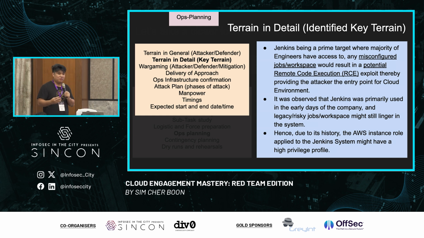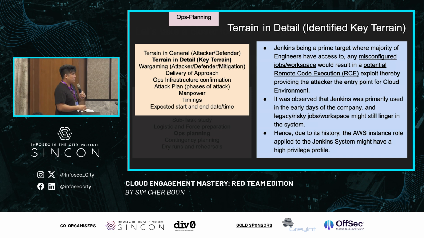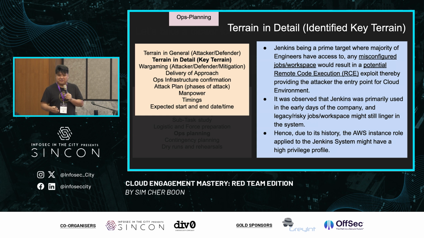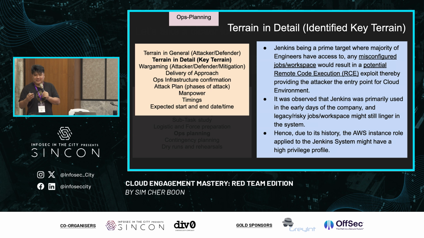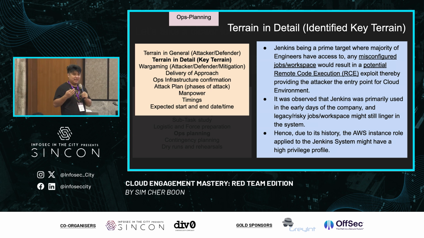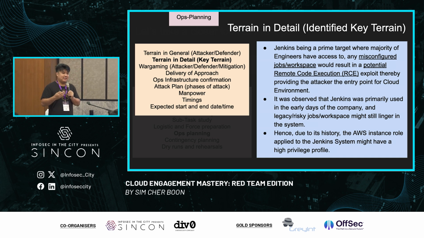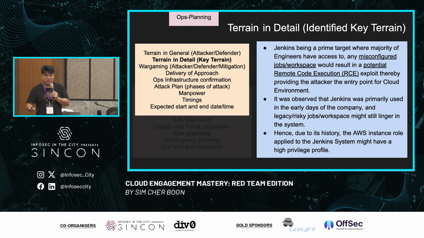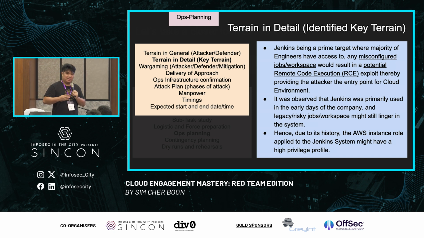For this talk, I'll talk about Jenkins. So maybe I would say Jenkins is a prime target as a major engine of access. Any misconfigured jobs or workspaces can result in RCE. And you can also say something like, it was observed that Jenkins was primarily used in the early days, and therefore, due to its history, the role could have had high permissions, and it is a prime target. You have to capture it. So this gives you a plan. Like I said, a plan. But sometimes you may not follow it when you're executing in the actual environment, because things can change. But here you are planning so that you are moving in tandem with your plan execution.